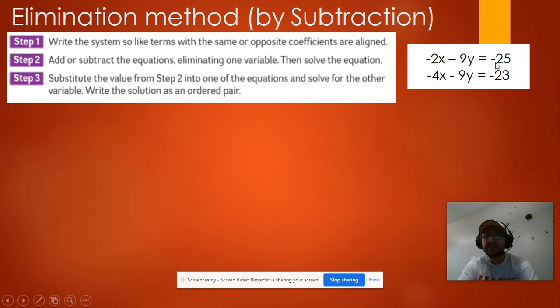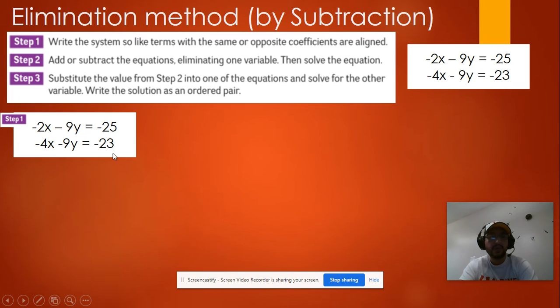We've got this system of equations, but in this case, they are aligned already. That's step number one. We already have them aligned, x with the x, y with the y, and the constant with the constant. But now the y has the same coefficient, negative 9 and negative 9. So if we add them, we're not going to cancel the y, neither the x. So we need to use subtraction now since they are the same. We need to use subtraction to cancel the y.